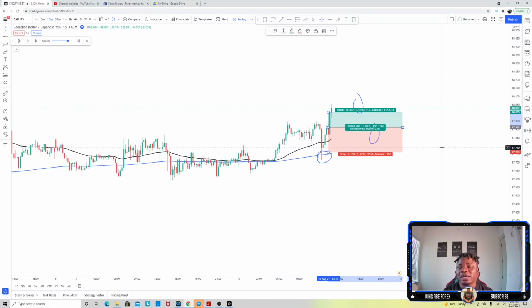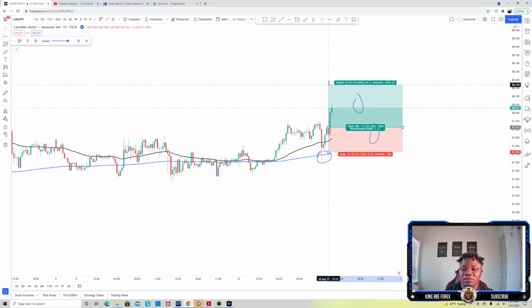Our take profit, we're going to target 2 times our risk to reward ratio. What that means is, if I'm spending $50, I'm trying to make $100 on this trade. So we're going to set this to 2 times our risk to reward right here.